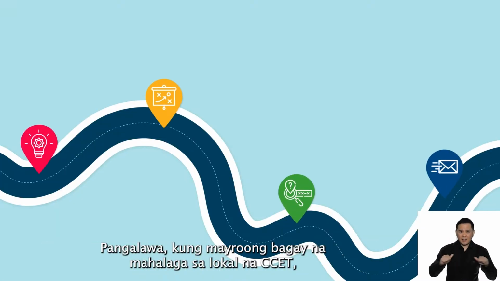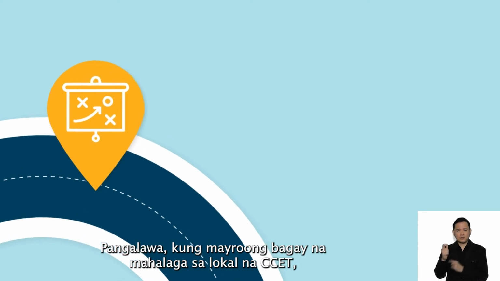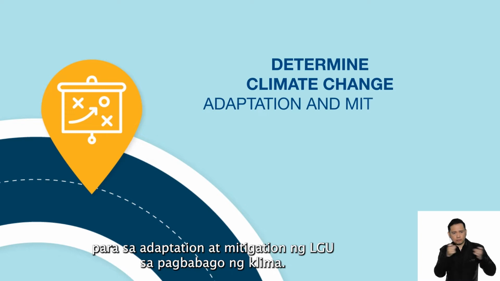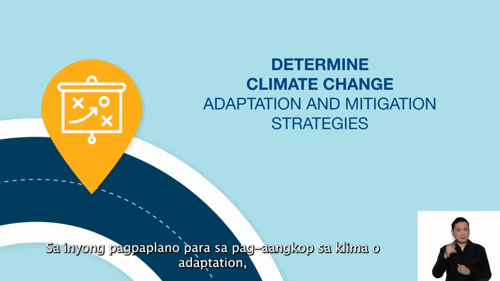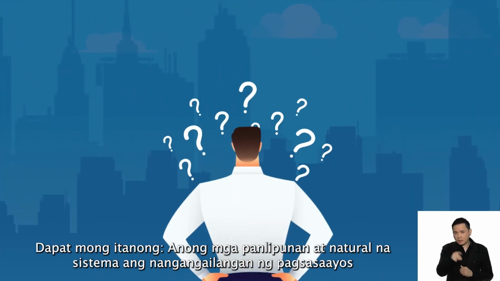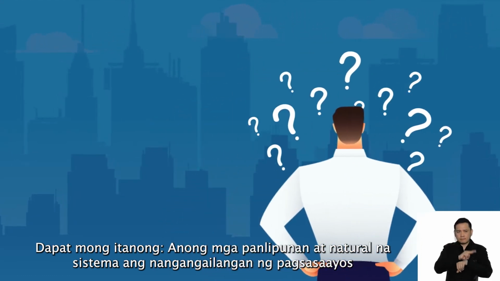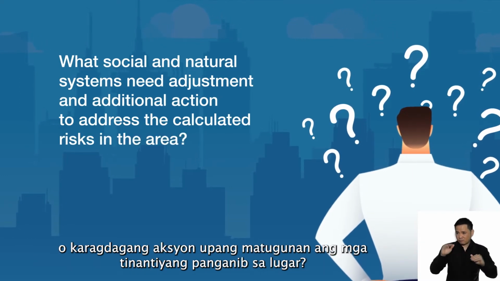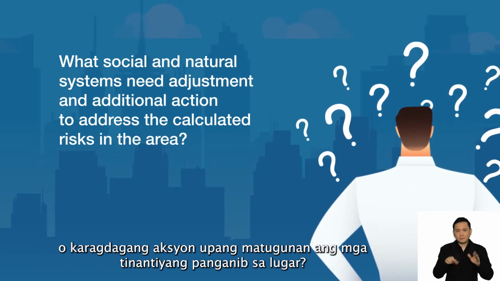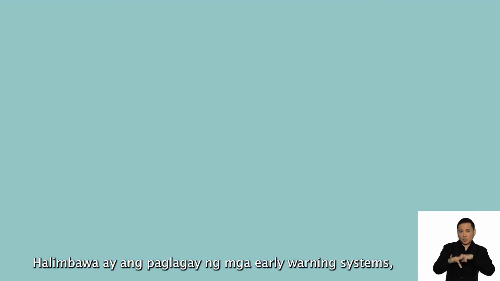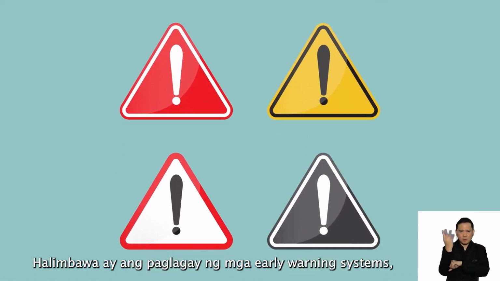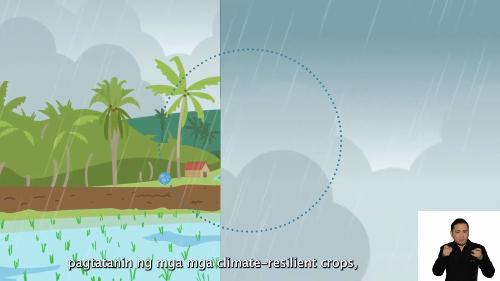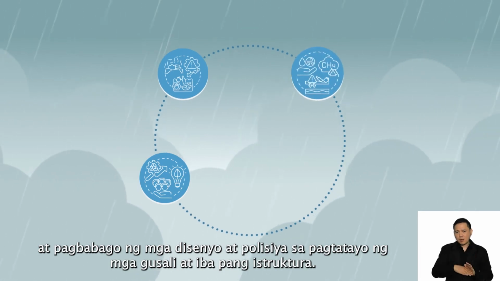Second, if there's anything that's key in the local CCET, it is determining the strategies for climate change adaptation and mitigation. When thinking about adaptation, you must ask this question: what social and natural systems need adjustment and additional action to address the calculated risks of the area? For example, installation of early warning systems, building flood defenses, building climate change resistant crops, and redesigning systems and policies to incorporate resilience building.